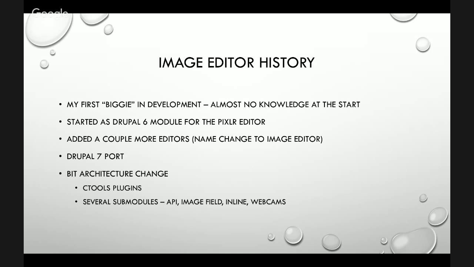and so I decided to do a big architecture change to migrate to CTools plugins and to several submodules. Submodules include an API module, a module for image field editing, a module for editing inline images like any image you see on any web page on your site, and a separate submodule that features webcam plugins. So you can fire up this editor, take a picture of yourself, and save it back to the site.